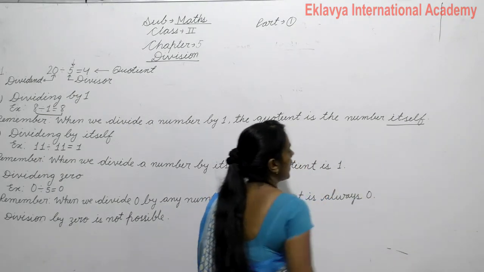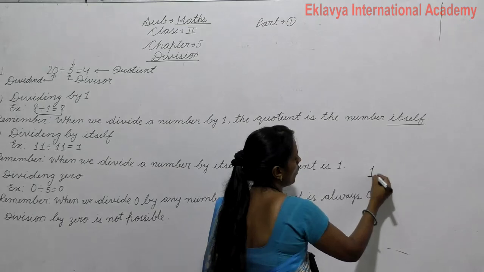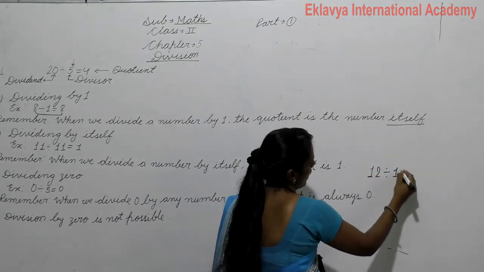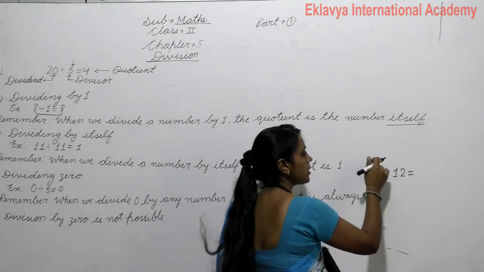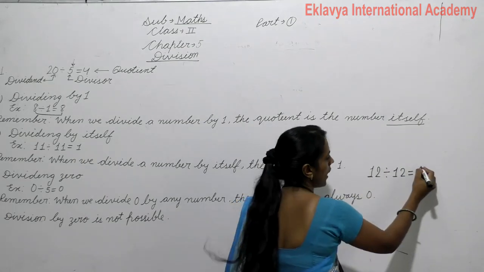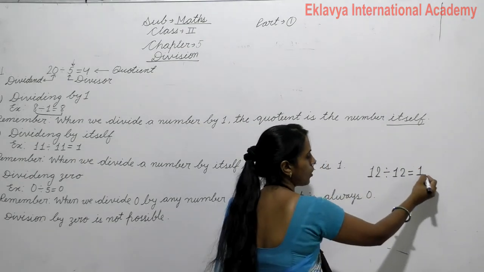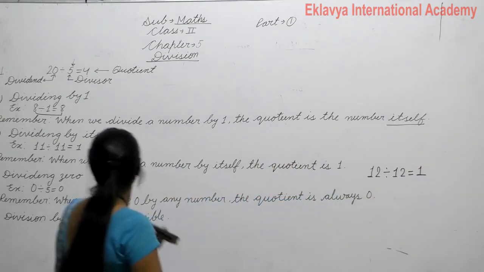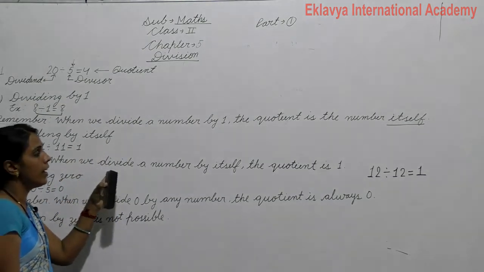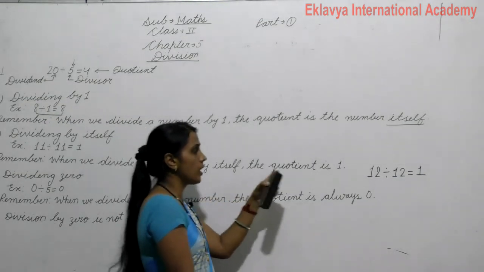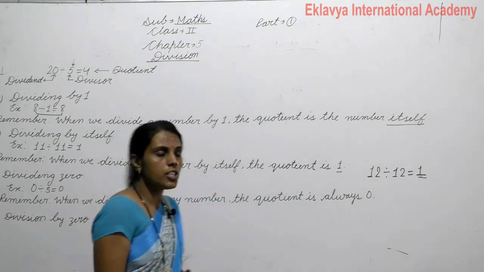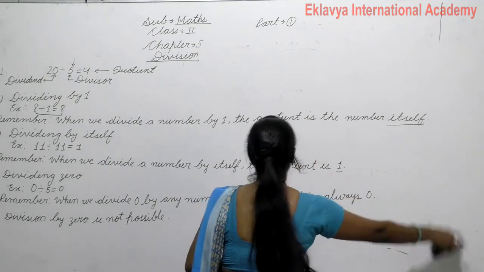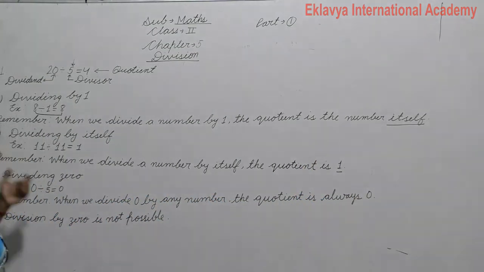So listen students, now I have given you 12 divided by 12. What will you get? Like this, in the 12 table, which number comes to 12? 1. So we write here 1. So our answer is 1. So listen students again, when we divide a number by itself, the quotient is 1. Like this type. Got it? So we will read 4 types of properties.